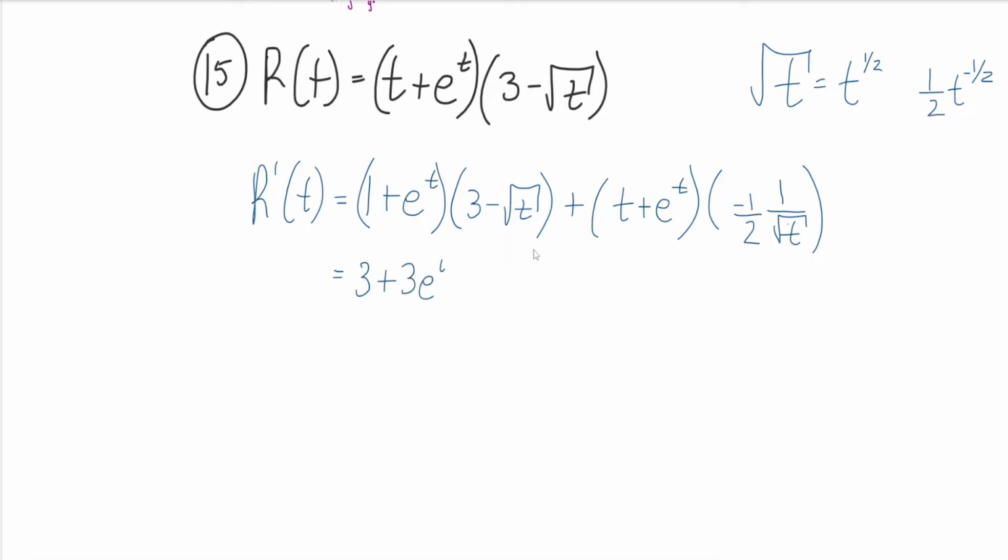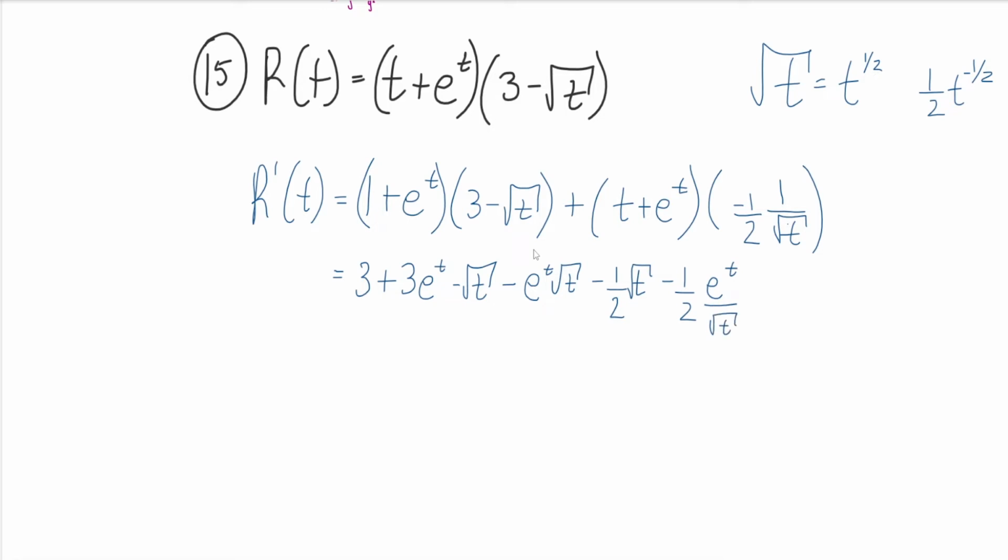3 plus minus root t, minus e to the t root t, plus, or let's say minus 1/2 square root of t, minus 1/2 e to the t over the square root of t.